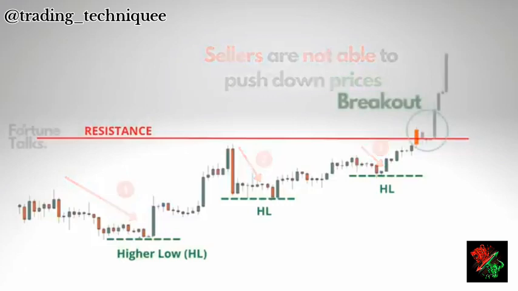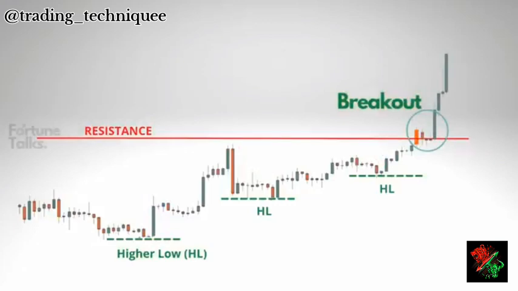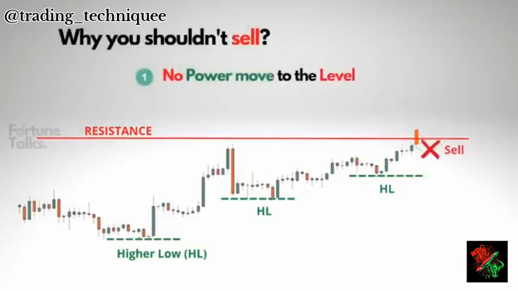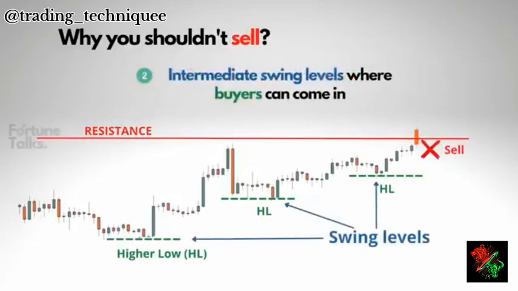And this is a sign of bullish strength that the market could possibly break out higher. At this instance, you don't want to be shorting at the resistance because number one, you don't have a momentum move into the resistance structure. And number two, if you were to go short into the resistance, there are swing levels which have been formed where the buyers could potentially come in, and the result is that you will hit your stop loss.